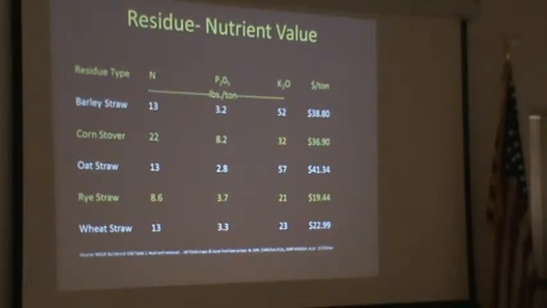Now that doesn't include, like June would say, the other partial budget items. It doesn't include baling up the residue. It doesn't include the fuel you have to spend to bale up the residue. It doesn't include any storage you have to pay for storing the residue. So you'd have to add that in there as well before you could break even. So just the nutrient value alone of a ton of residue is between $20 and $40 a ton, depending on the type.